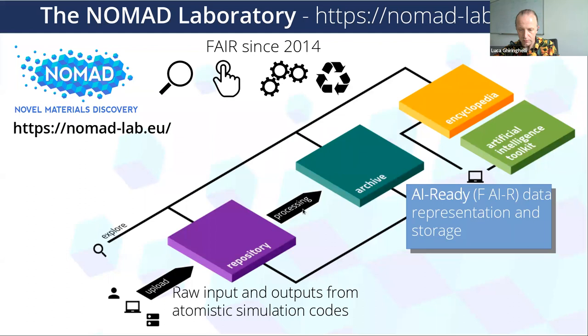Then we have parsers that transform the input and output information, which is written differently in every different code, into an internal representation that is somewhat code independent. I will talk a little bit about this internal representation in a few minutes. Once we have the data in the archive, they can be accessed in different ways. One of the ways is the artificial intelligence toolkit that I will be talking about today. We have also an encyclopedia and a browser-based graphical user interface to really browse the data.